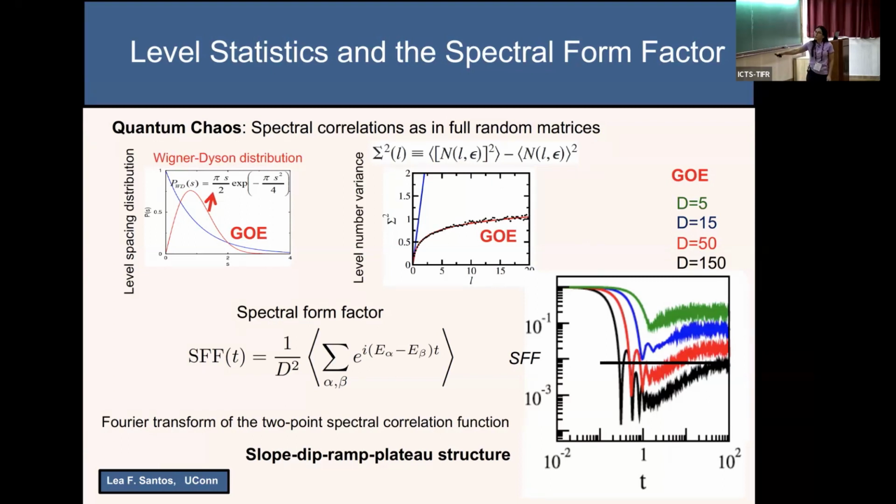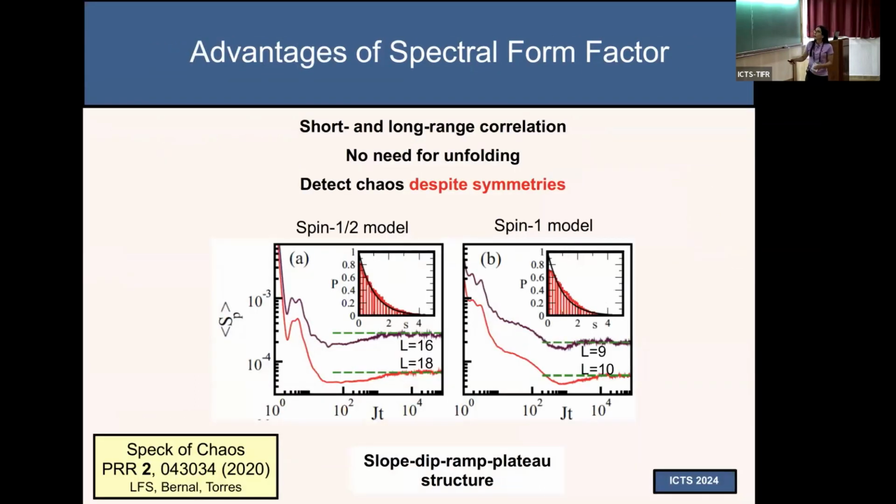And there are some advantages in using the spectral form factor when we are doing level statistics. For example, as I already said, you can detect short and long range correlations. You don't need to do unfolding. You will see that structure if your system is chaotic. And you don't even need to take account of the symmetries. You don't need to separate the levels by symmetry sector.